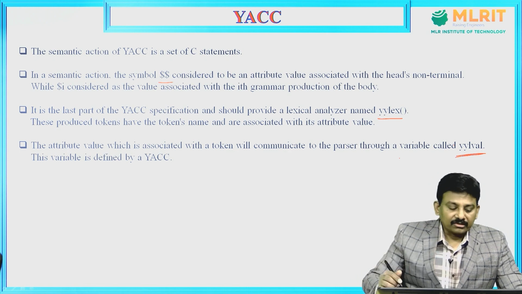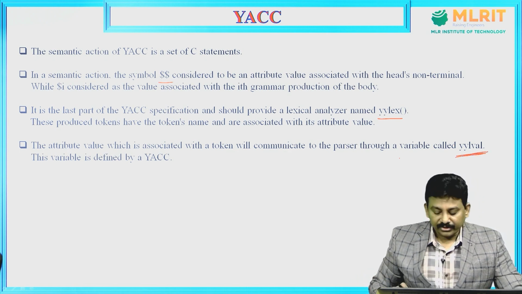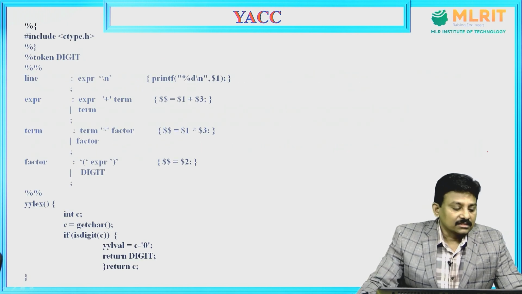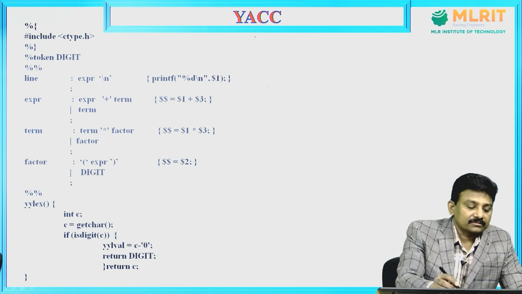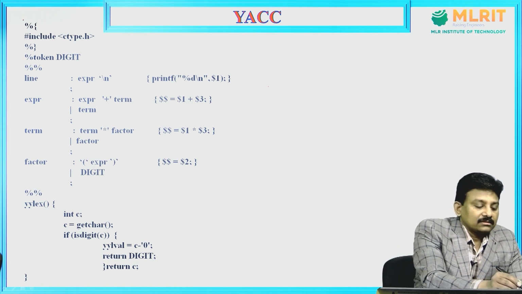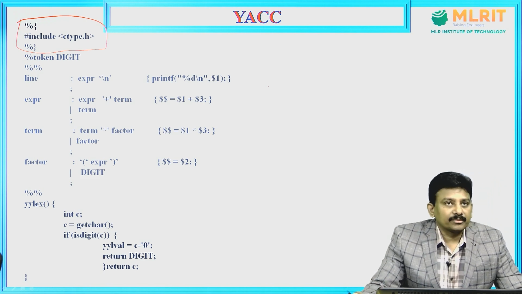This variable yylval is defined in YACC. This is the example YACC program for a desk calculator. This part is the declaration part. Declaration parts begin with %{ and end with %}.